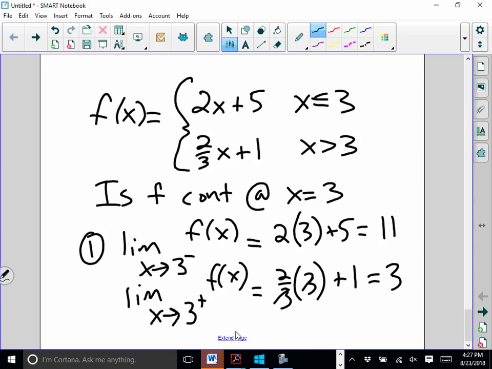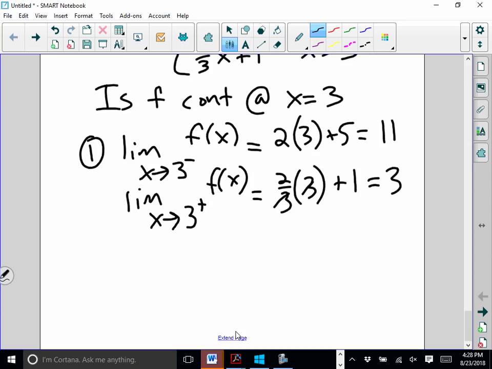So right away I know that f of x is not continuous because the limit as x goes to 3 does not exist. I know the limit does not exist because the left-hand limit and the right-hand limit are different. What I want you to think about now is what type of discontinuity do we see here?